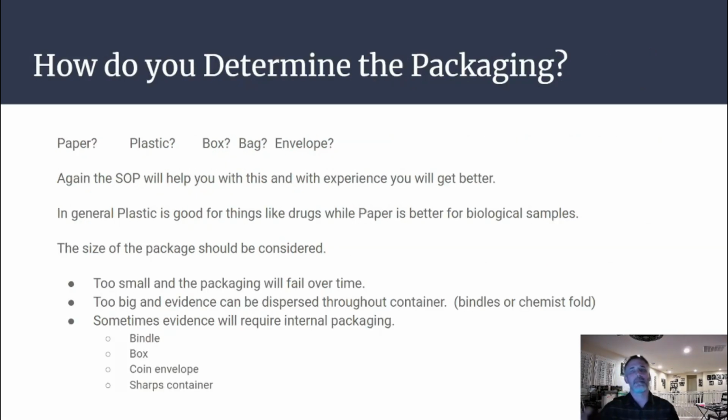All right, so how do we determine the packaging? Paper, plastic, box, bag, envelope, what are we putting in? So the standard operating procedure manual will help you with this as well. And with experience, you'll get better at this, and that always helps, right? In general, however, plastic is good for things like drugs or things of that type that we don't want to be exposed to. Paper is better for things like biological samples because, again, if we put it in plastic and seal it, it traps in the moisture and it basically causes the degradation of the DNA.